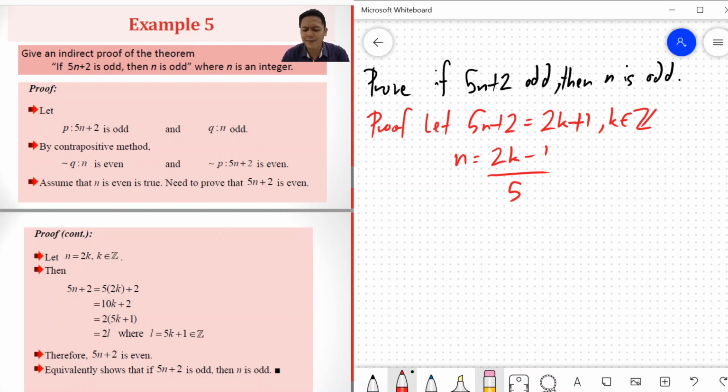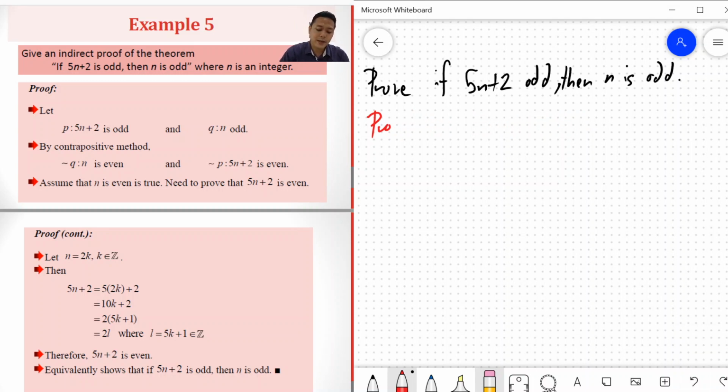And this definitely does not look like an odd integer. This is not in the form of an odd integer. I cannot convince my audience to show that this n is odd. In this case, the direct method fails. It's not that convincing. Suppose I want to use the alternative, the indirect method.